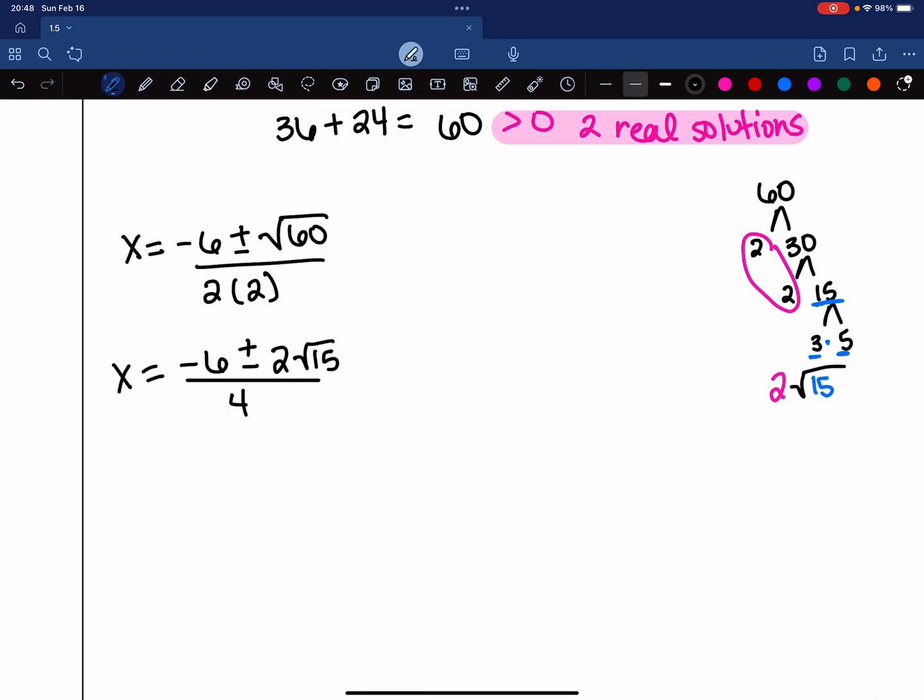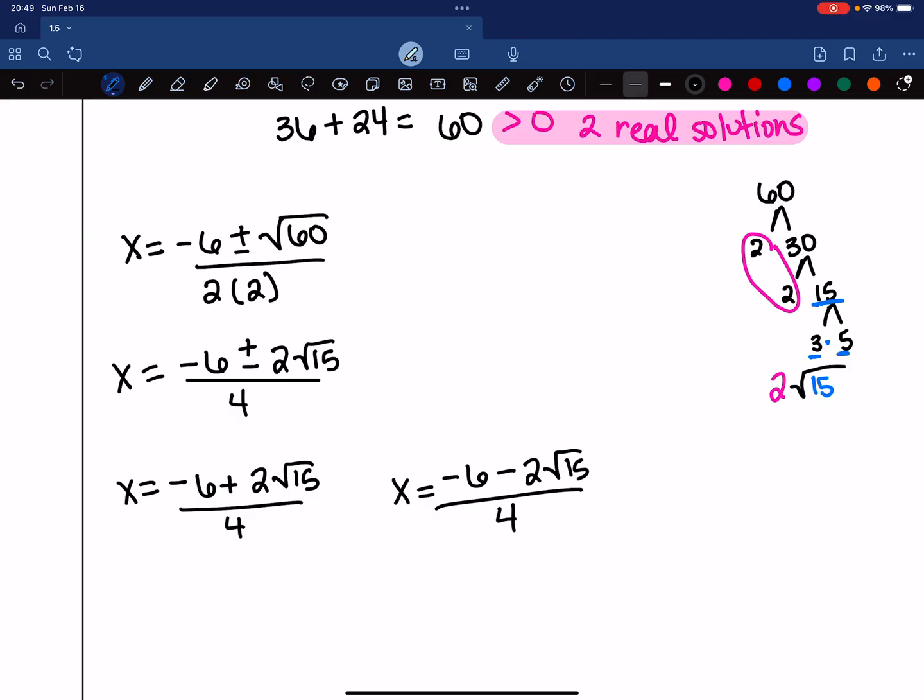Okay, and so let's go ahead and split this up. Negative 6 plus or minus 2 rad 15 divided by 4. Oh, I didn't split it up after I said I was splitting it up. So let's do the plus version first. And then we have negative 6 minus 2 rad 15 all divided by 4.